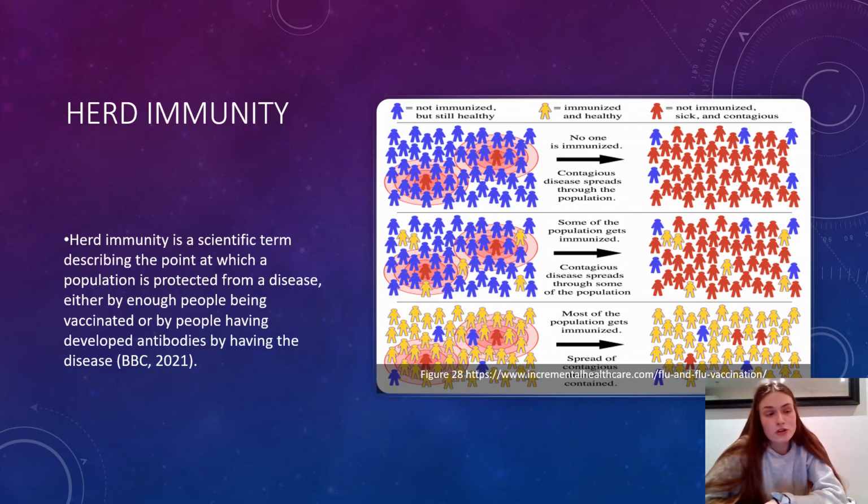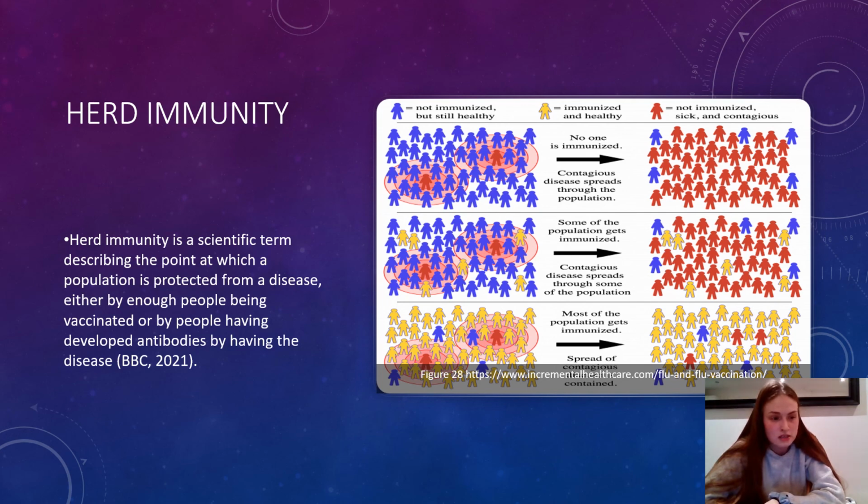Now let's talk about herd immunity. It's a scientific term describing the point at which a population is protected from a disease, either by enough people being vaccinated or by people having developed antibodies by having the disease. Take measles, for example. The World Health Organization says herd immunity for measles is reached when 95% of the population is vaccinated, meaning the other 5% will be protected because vaccination is hampering its spread.